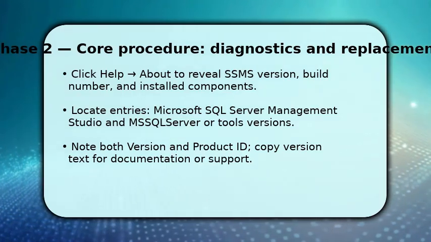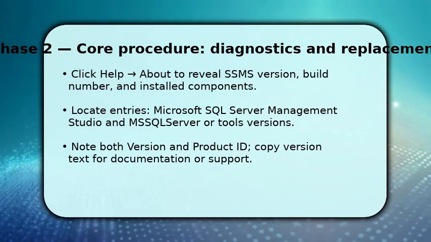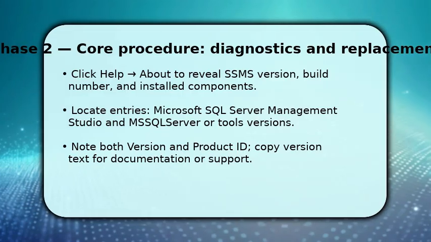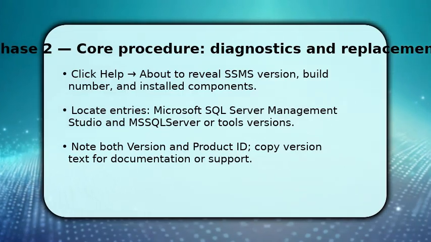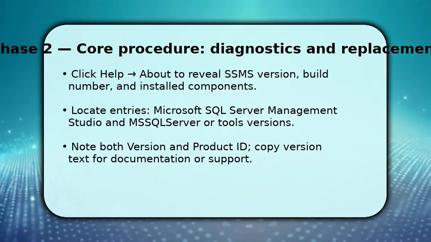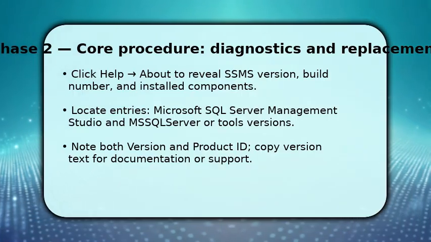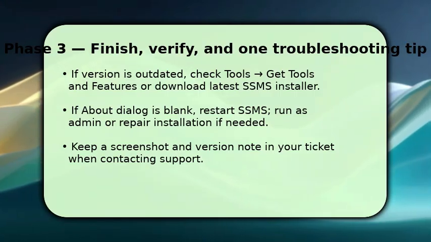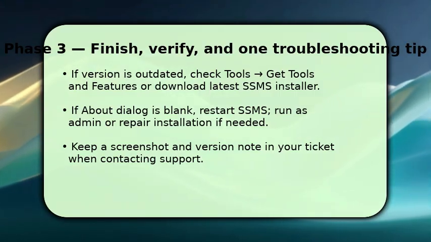If multiple component lines appear, compare the SSMS entry with tools and engine entries to distinguish client versus server versions. Make sure to write down the product ID or take a screenshot for future reference or troubleshooting. To finish, decide if you need an update. Newer builds fix bugs and add features.